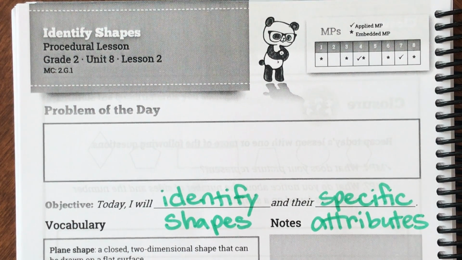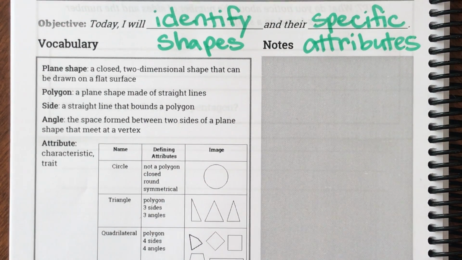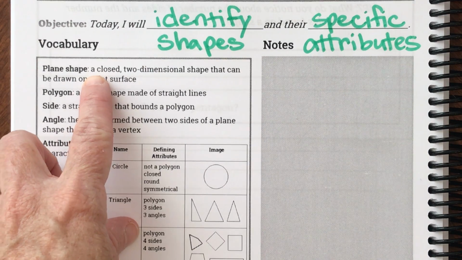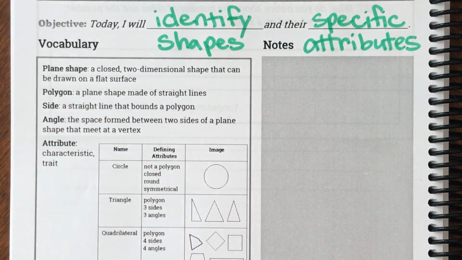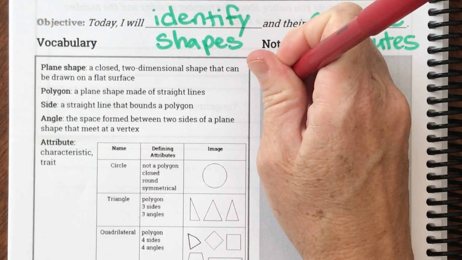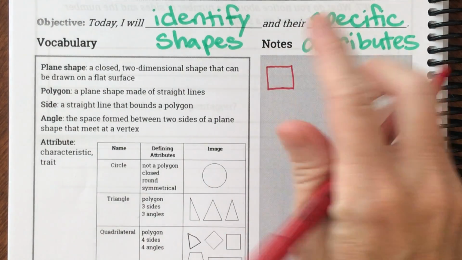Okay, I'm going to move this up and let's look at our vocabulary. So first we see what a plane shape is. It's a closed two-dimensional shape that can be drawn on a flat surface. So closed, boys and girls, means that there's no opening. So I'm going to draw, but I'm going to draw in red. So remember, that means you don't draw that. I'm going to show you what it means to be closed. So this has no openings. That's what a closed shape is.